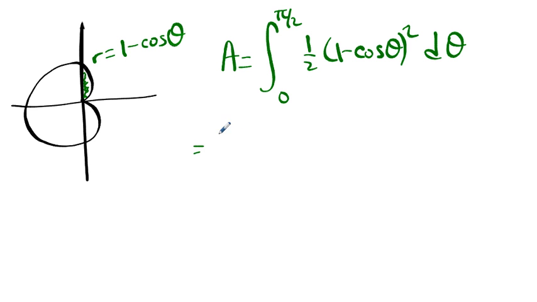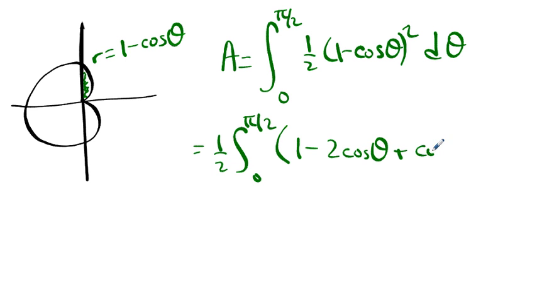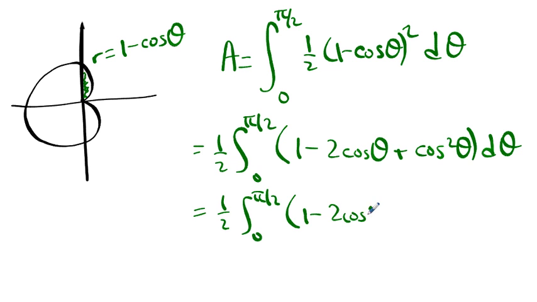Well, the rest of this is just algebra. I mean, you know how to do this in theory. You expand what's in the brackets: 1 minus 2 cosine theta plus cosine squared theta. Now, here's the thing. I know how to integrate 1, and I know how to integrate cosine theta. It's this thing, cosine squared. Isn't this that double angle substitution thing? Yeah, that's 1/2 plus 1/2 cosine 2 theta d theta.